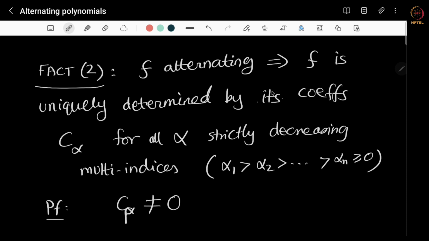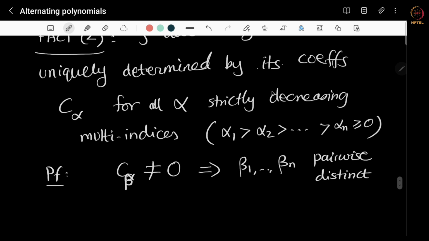Maybe let me call it beta instead of alpha. So suppose I have some term x to the power beta and its coefficient is C beta. That C beta is non-zero means that the betas are all distinct, right? Beta 1, beta 2, up to beta n must be pairwise distinct. No two are equal to each other. So when I have a set of n distinct numbers, what I can do is arrange them in descending order. Okay, so let alpha be the same as the beta i's arranged in descending order.